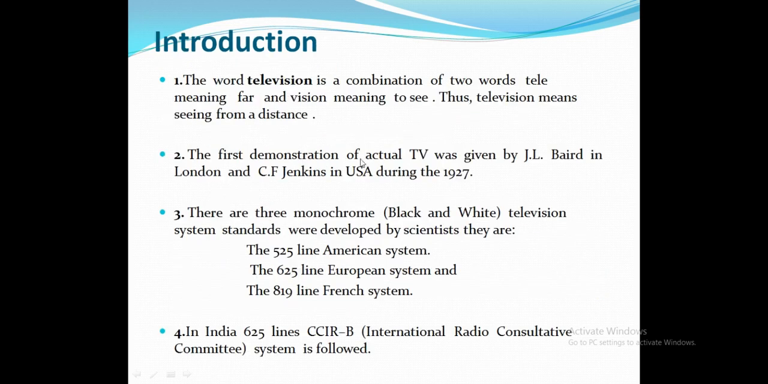First of all, television is nothing but tele and vision, a combination of two words. Tele means far, vision means to see. So the overall meaning of television is seeing from a distance.